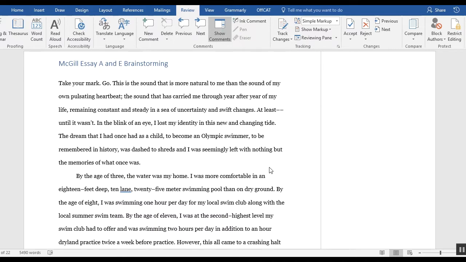Essay A is that personal statement where a student must discuss where they're coming from, where they're at, and why they want to transfer and attend UT. And then Essay E discusses a topic of importance, an issue of importance.